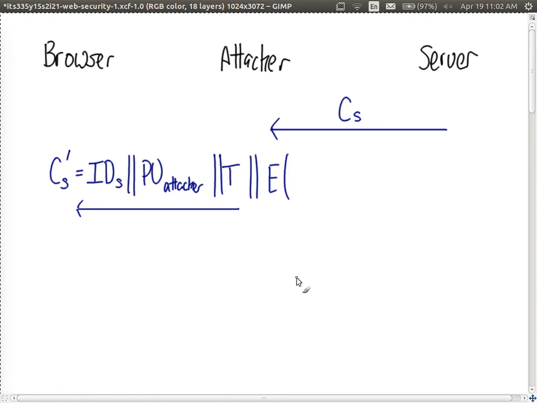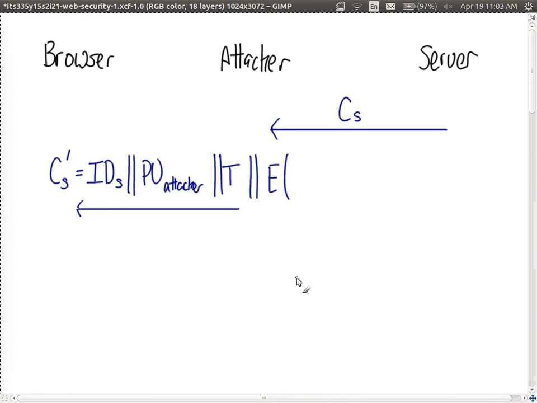Create a fake public key, all right, we've done that. That is, the public key of the server was sent in CS. The attacker intercepted the certificate, CS, and changed the public key inside that certificate to the fake one of the attacker. We still have the identity of the server, www.bank.com, but we've changed the public key to that of the attacker. We use the same timestamp, and then we must attach the signature because the browser is expecting a signed certificate.